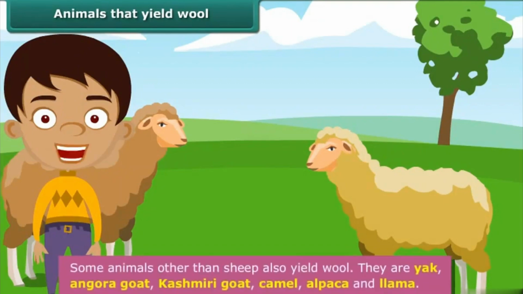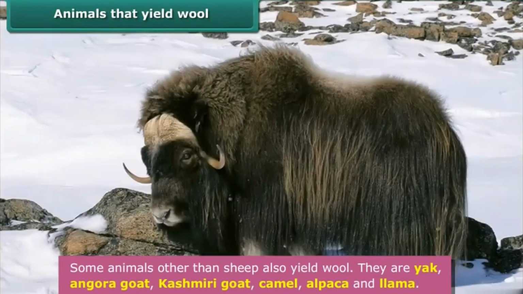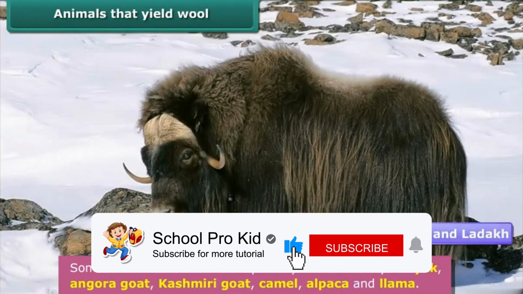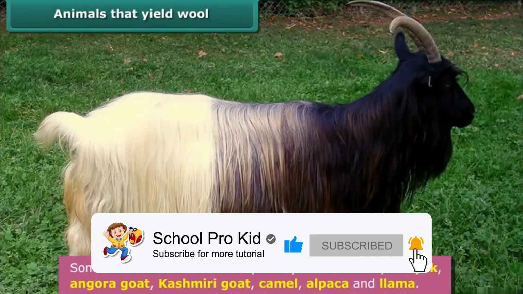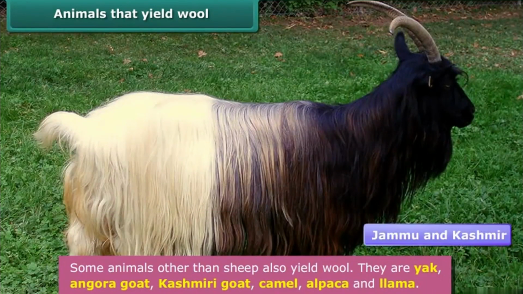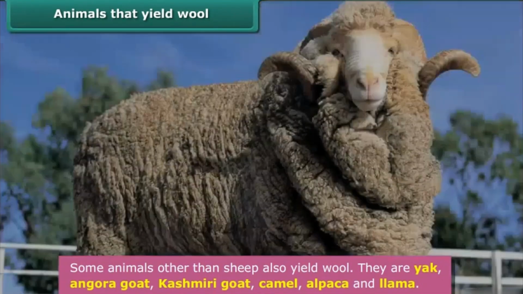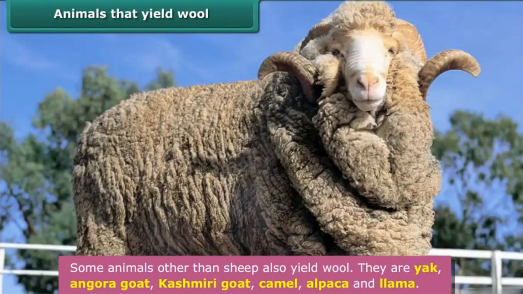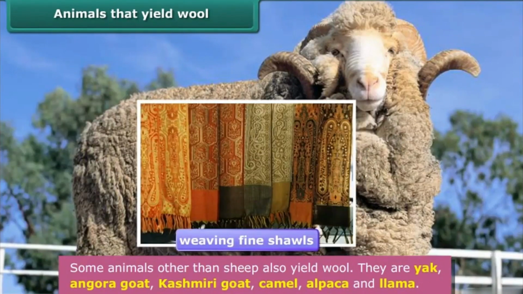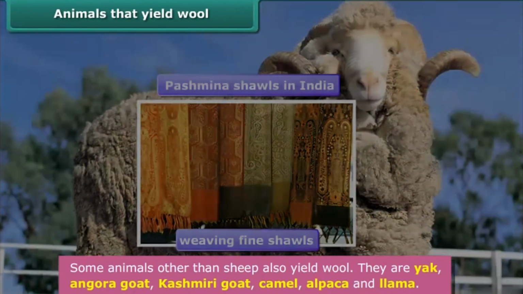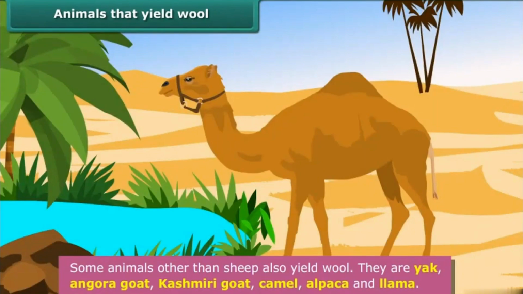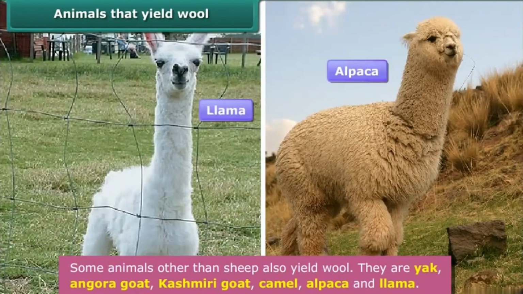Some animals other than the sheep also produce wool. They are yak. Yak wool is common in Tibet and Ladakh. Angora goat. It is found in hilly regions such as Jammu and Kashmir. The wool obtained from it is called Angora wool. Kashmiri goat. The wool obtained from it is very soft and is used in weaving fine shawls. These shawls are popular as Pashmina shawls in India. Camel. The fur on the body of a camel is also used as wool. Llama and alpaca. They are found in South America and they yield wool.